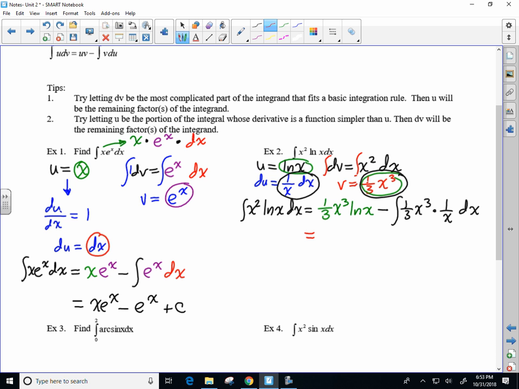The 1/3, the one in green, yeah, that's the uv part of it. So I'm going to have 1/3 x cubed ln x minus 1/3 x squared dx. Oh, this red looks out of place.